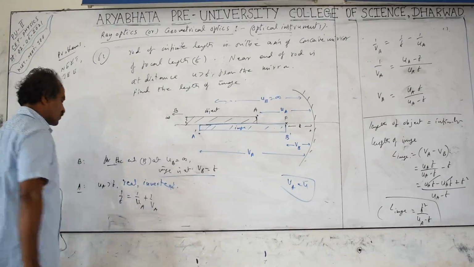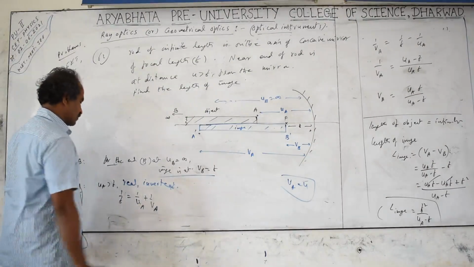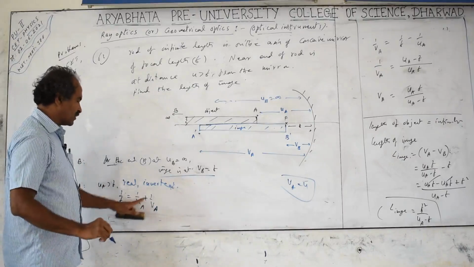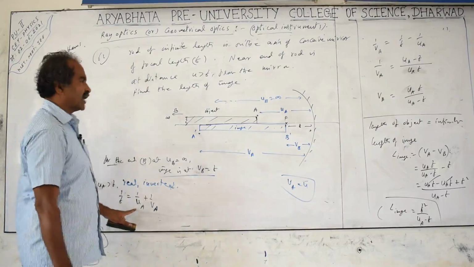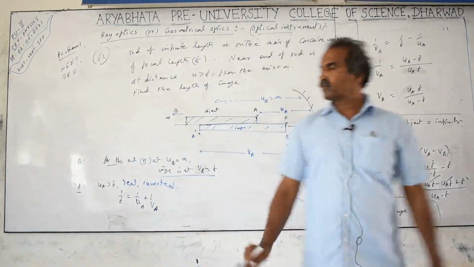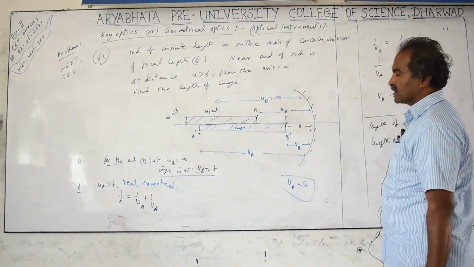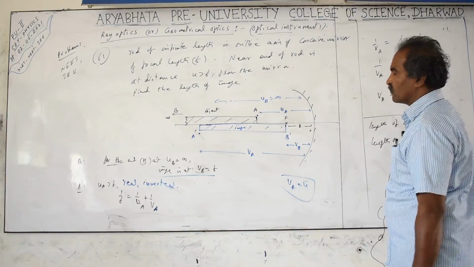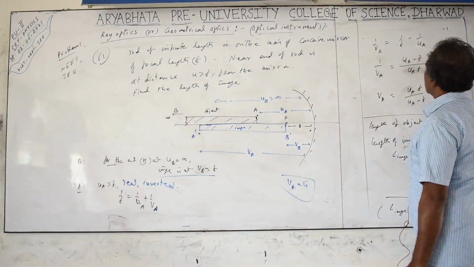So 1 by f equal to 1 by u plus 1 by v is the mirror formula. For lenses it is 1 by v minus 1 by u, for mirrors 1 by u plus 1 by v is 1 by f. Values are not given, so don't take the sign convention again for these two cases, just take the basic formula. From that only we have to get the expressions required. f is given, u is given, you have to find v. So 1 by v equals 1 by f minus 1 by u.